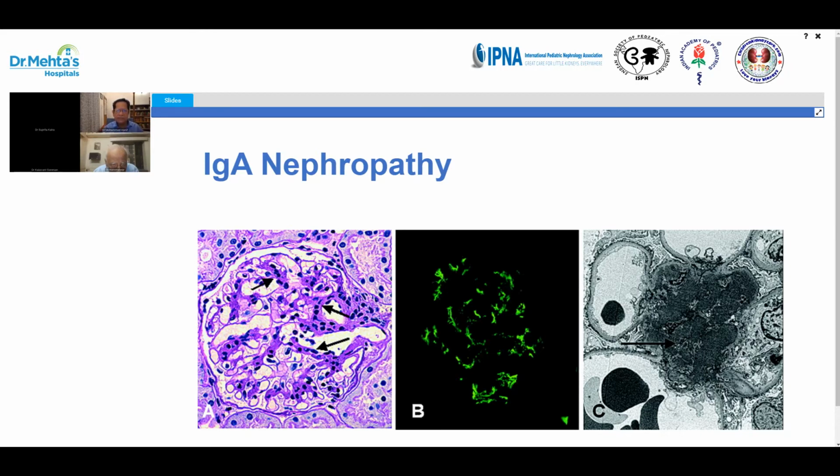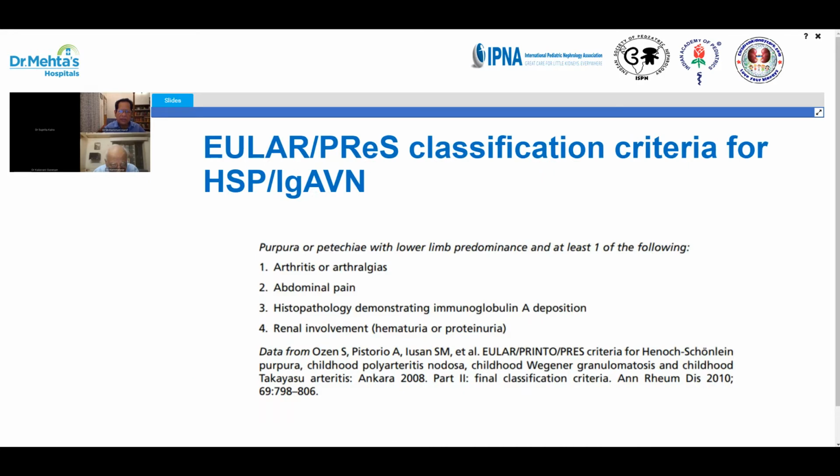IgA vasculitis nephritis: purpura predominantly on the lower limbs, along with one of the following: arthritis, arthralgia, abdominal pain, histopathology demonstrating immunoglobulin A deposition, and renal involvement, according to the EULAR/PRINTO/PRES classification.